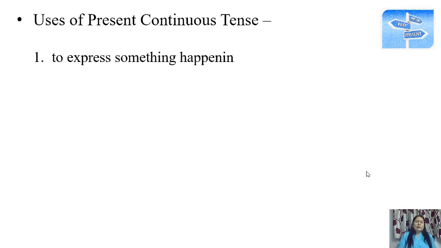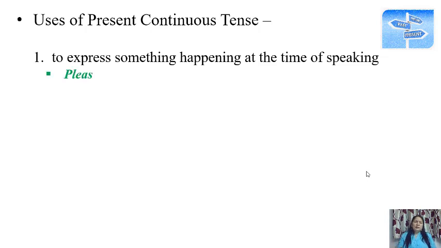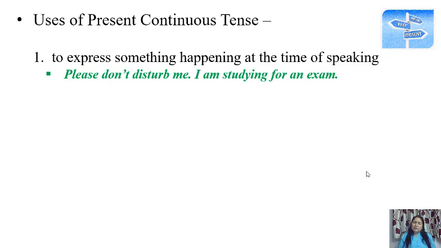First, to express something happening at the time of speaking. When I am speaking, suppose I say, I am teaching you present continuous tense. So what am I doing? I am teaching present continuous tense. Similarly, please don't disturb me, I am studying for an exam. So, I am studying for an exam is in present continuous tense. At the moment, whatever is happening around, I can talk about it in present continuous.